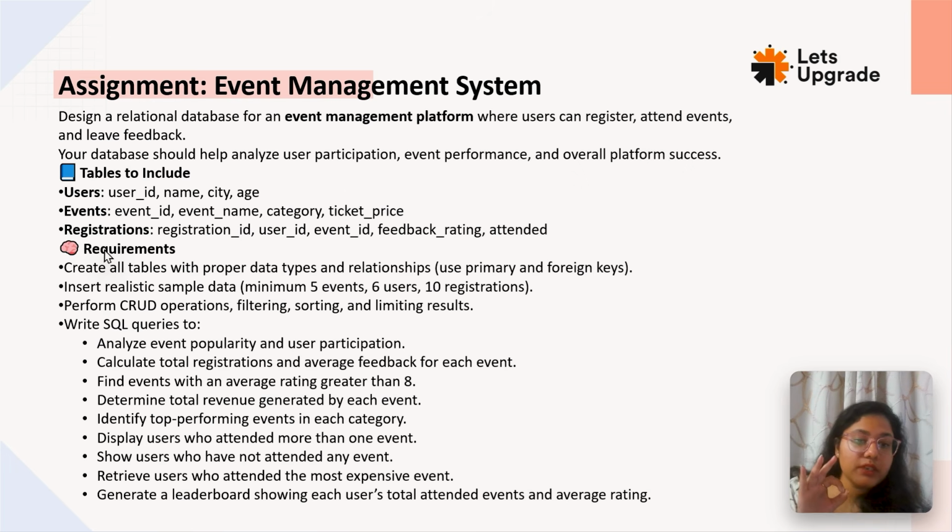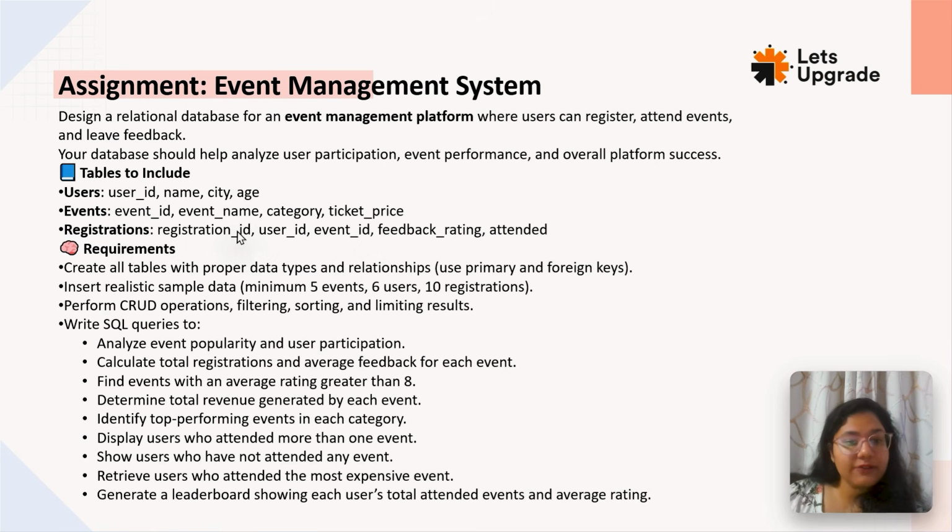These are the three tables you have to create: user, event, registration. What will be the columns I've already mentioned: ID, name, city in user; event ID, event name in event; and event feedback, rating, everything is in registration. Firstly you have to create the table and define the primary key and foreign key, which we have already discussed, like user ID and event ID. These are primary keys in the user and event tables, and they will become foreign keys here.